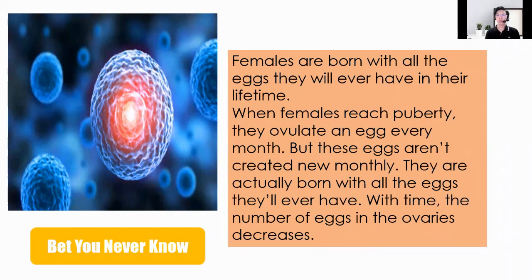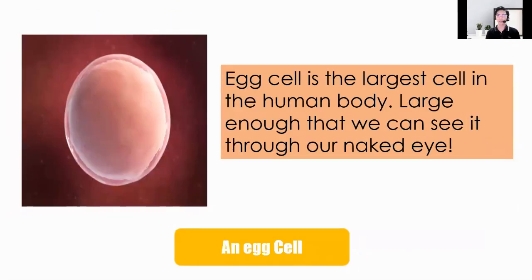Females are born with all the eggs they will ever have in their lifetime. When females reach puberty, they ovulate or release an egg from the ovary every month. But these eggs are not created new monthly. They are actually born with all the eggs they'll ever have. With time, the number of eggs in the ovaries decreases. An egg cell is the largest cell in the human body, large enough that we can see it with our naked eye.